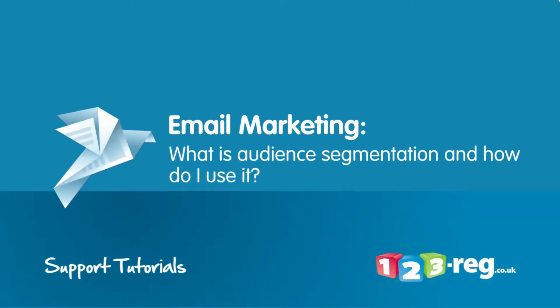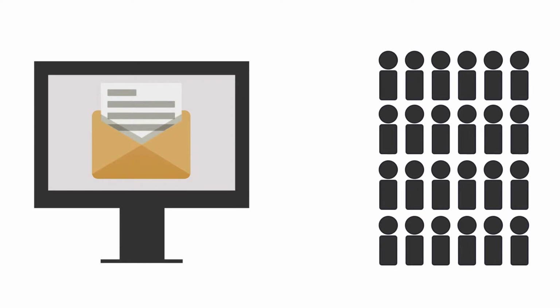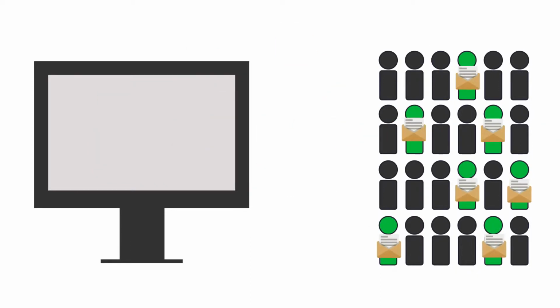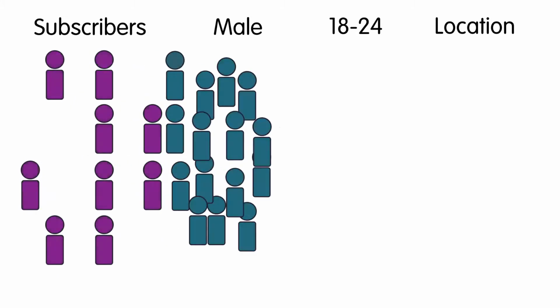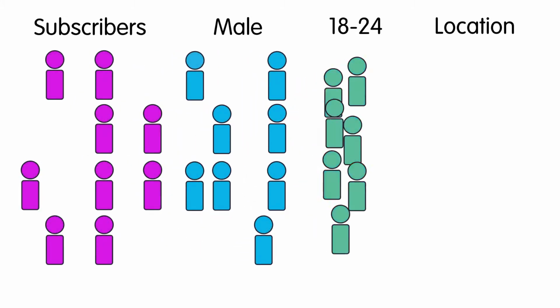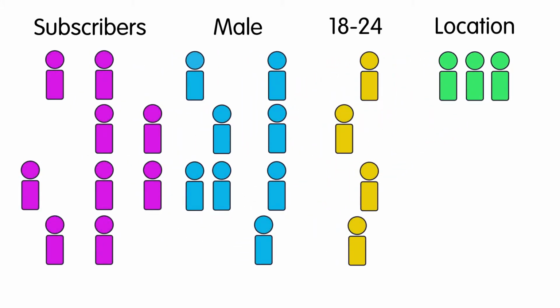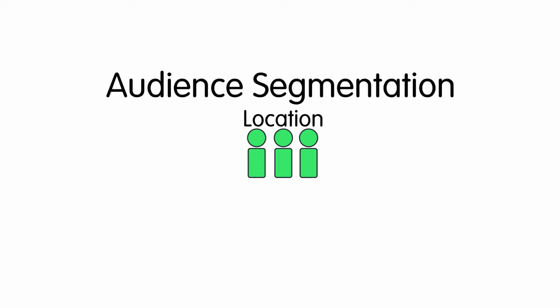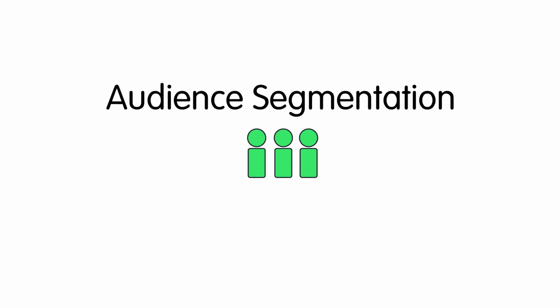What is audience segmentation and how do I use it? Audience segmentation is the ability to target and send emails to a specific type of audience from your subscriber list. For example, you may wish to send a certain campaign to only males aged 18 to 24 that live in a certain area. Well, audience segmentation makes this possible.